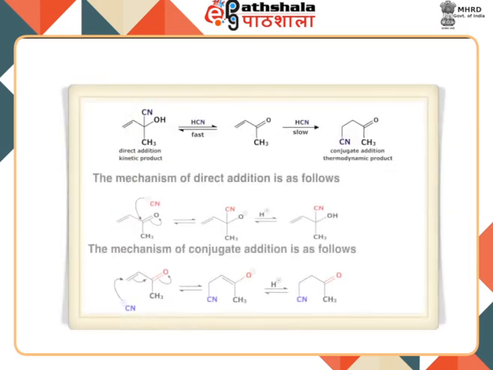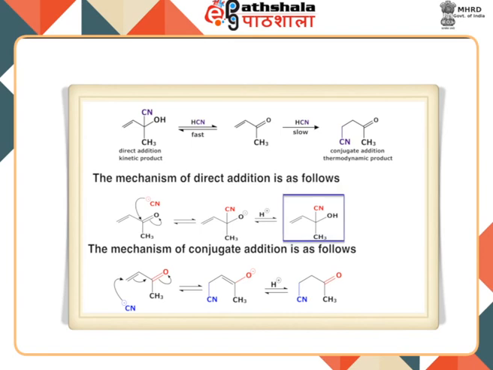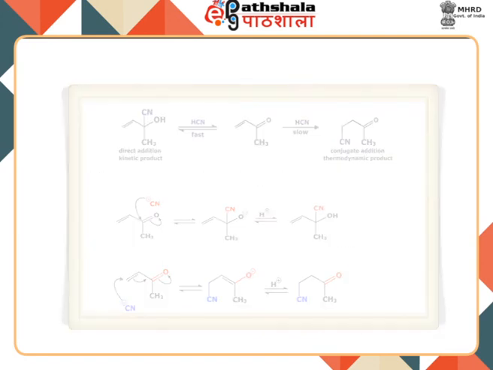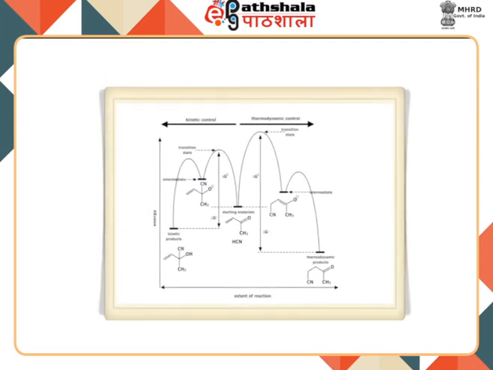The mechanism of conjugate and direct additions are shown. In case of direct addition, the cyanide nucleophile attacks the carbonyl carbon, whereas in case of conjugate addition, the cyanide nucleophile attacks the beta carbon of the alpha beta unsaturated group. So this diagram represents the energy coordinate diagram of the kinetically controlled and thermodynamically controlled addition products of alpha beta unsaturated compounds.